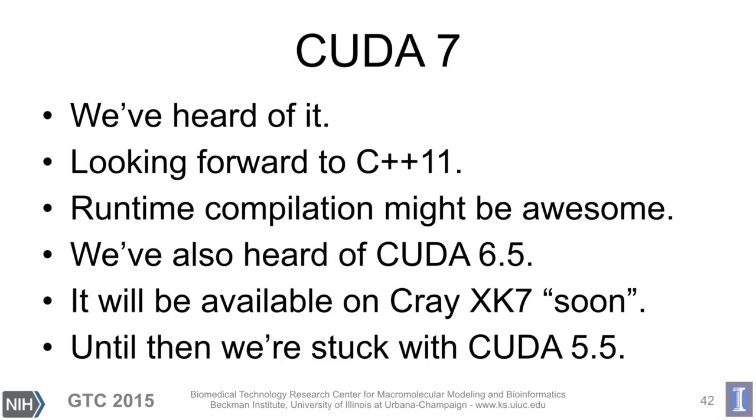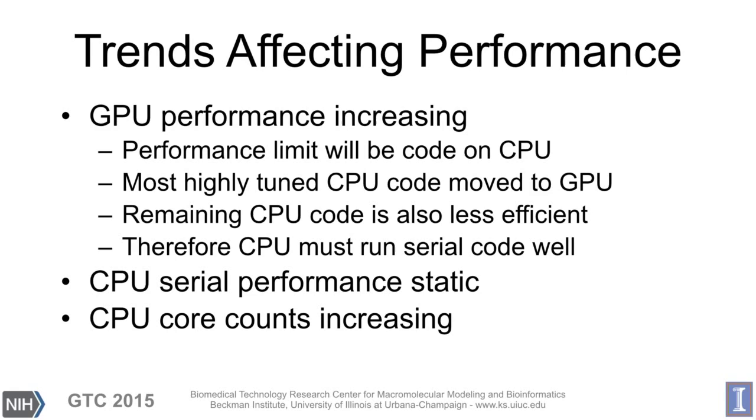Okay, so looking at the way performance goes here, so what slide am I on? Oh, right on time-ish. Okay, GPUs are getting faster. The most floating point intensive code gets moved to the GPU. What's left on the CPU tends to be the stuff that was not as highly tuned before. It's the stuff that is not as vectorizable, doesn't port well to the GPU. So you need a CPU that runs serial code particularly well for these large flexible codes. And also, CPU single thread performance is staying about the same.